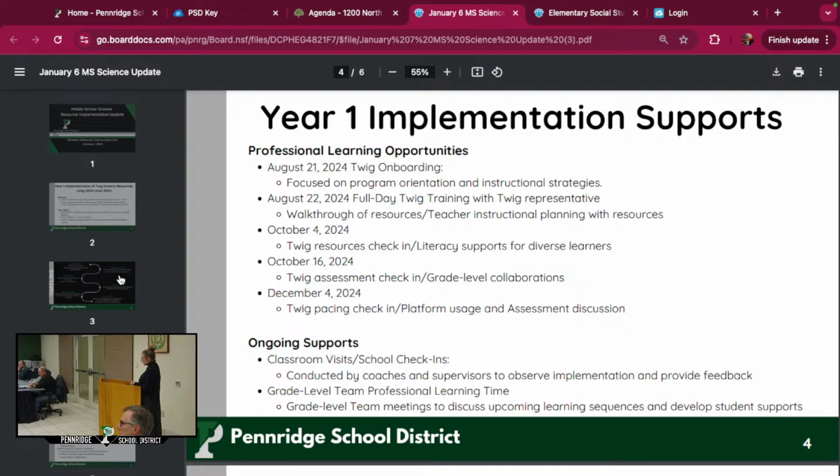The grade level team professional learning time, which is that PLT time, has proven to be very valuable for our teachers because it allows them to meet to discuss upcoming lessons and strategies that we might need for making adjustments to learning sequences or even making adjustments to support students through scaffolding and differentiation.